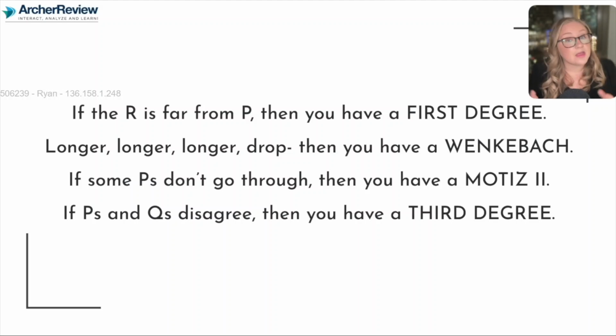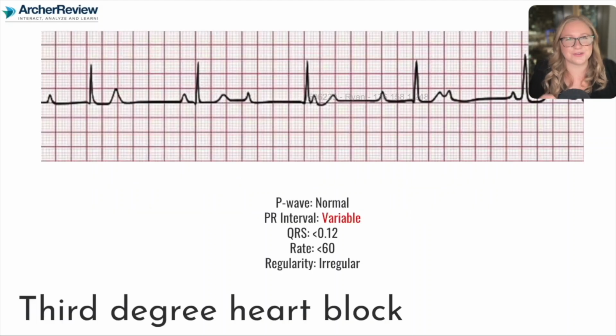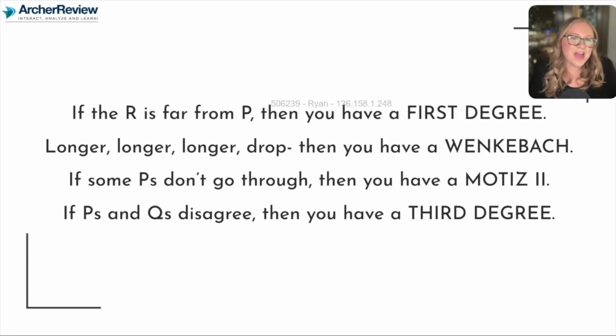2. And lastly, we saw with third degree, if P's and Q's disagree, then you have a third degree. The P's and the Q's, the atria and the ventricles, they got divorced. They're not talking to each other. They have split up. The P waves are going at the rate of their own rhythm, and the QRS complexes are going at their own rate. We see no correlation between the two anymore. So when P's and Q's disagree, then you have a third degree.